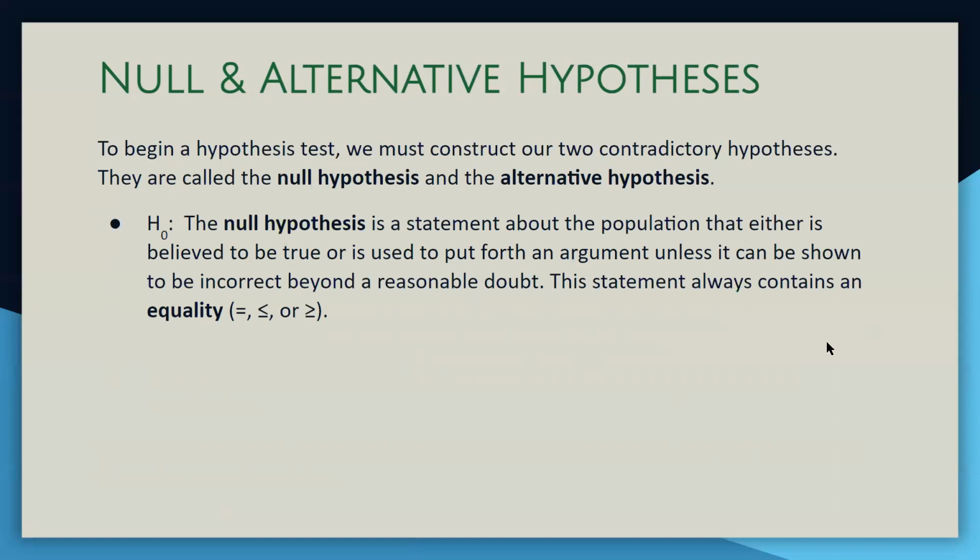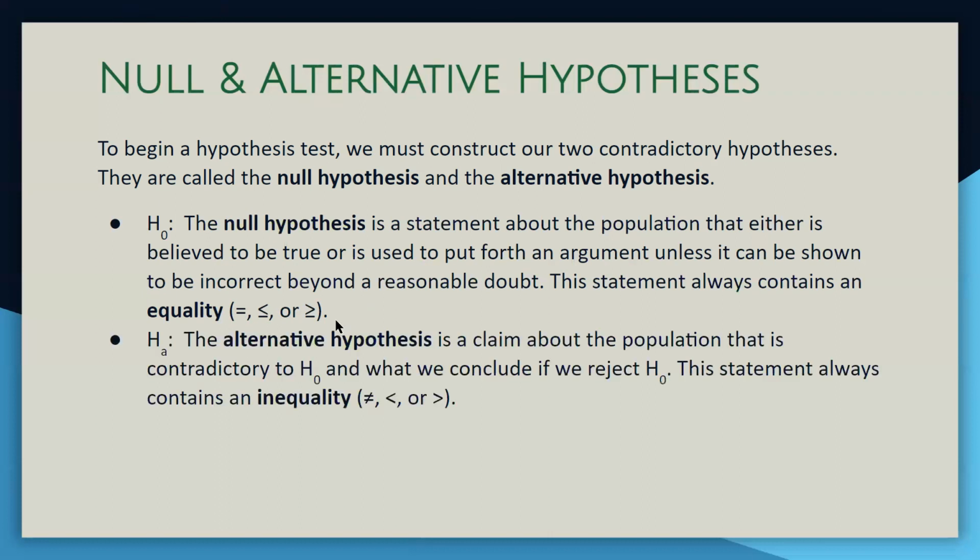The null hypothesis is a statement about the population that either is believed to be true, we're assuming that it's true, or we're using it to put forth an argument unless it can be shown to be incorrect beyond a statistically reasonable doubt. In this class, the null hypothesis should always be an equality. We're always going to use an equal sign, though you will see, particularly in the textbook, sometimes they'll use a less than or equal or a greater than or equal. It is important that the null hypothesis is the hypothesis with the equality.